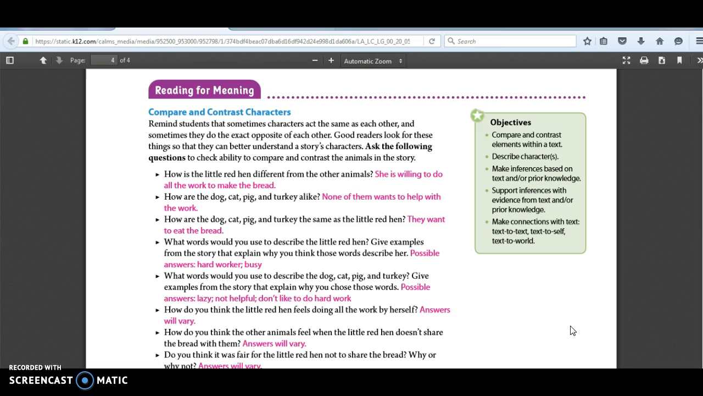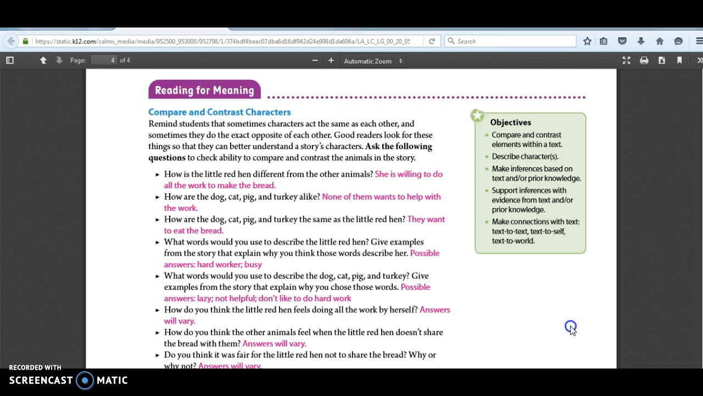How are the dog, the cat, the pig, and the turkey alike? How are those animals alike? You told your learning coach none of them wanted to help with the work. That's how they were all alike. Now, how are the cat, the dog, the pig, and the turkey the same as Little Red Hen? We talked about how they were different than Little Red Hen, but how are they the same as Little Red Hen? If you told your learning coach they wanted to eat the bread just like Little Red Hen wanted to eat the bread, that's right.